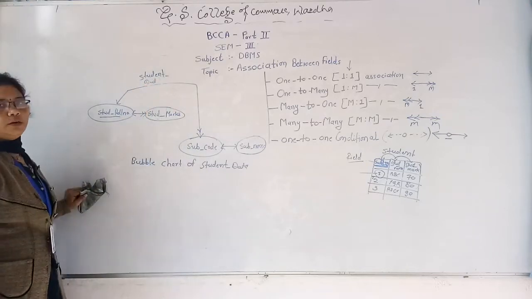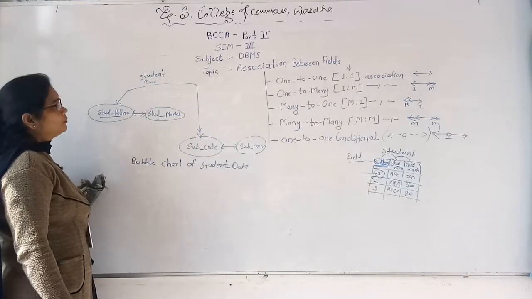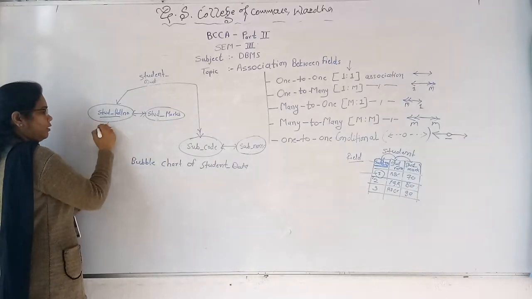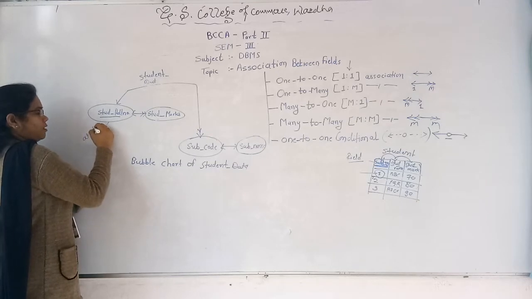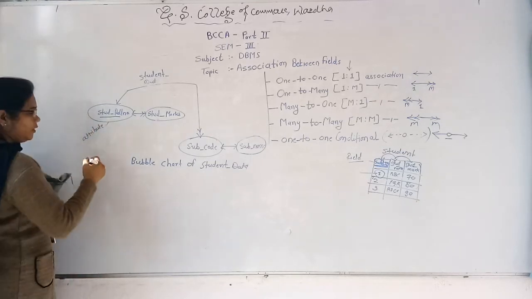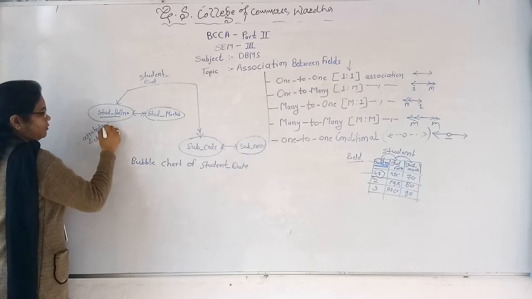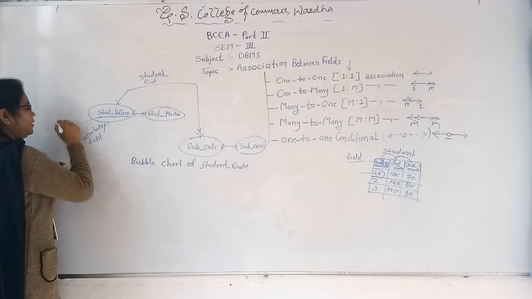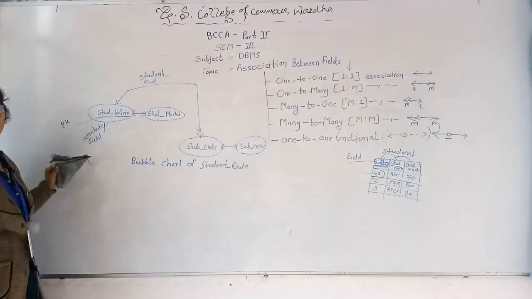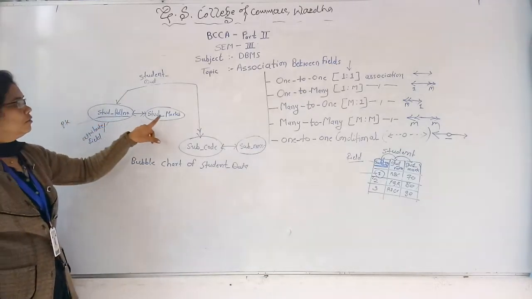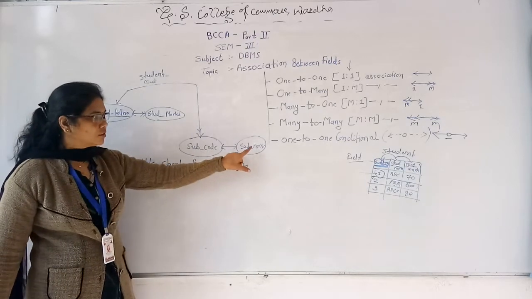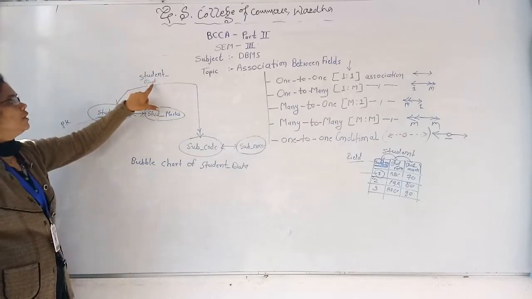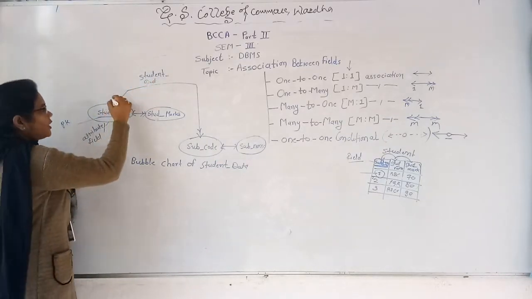Okay, so this is the bubble chart of entity student data. Suppose the name of that particular entity table is nothing but the student data. Here this is the symbol for attribute. Okay, we can call it a field. Again, this underline will indicate it is a primary key. Okay, so student roll number, student marks, student code and subject name are nothing but the attributes of student data.